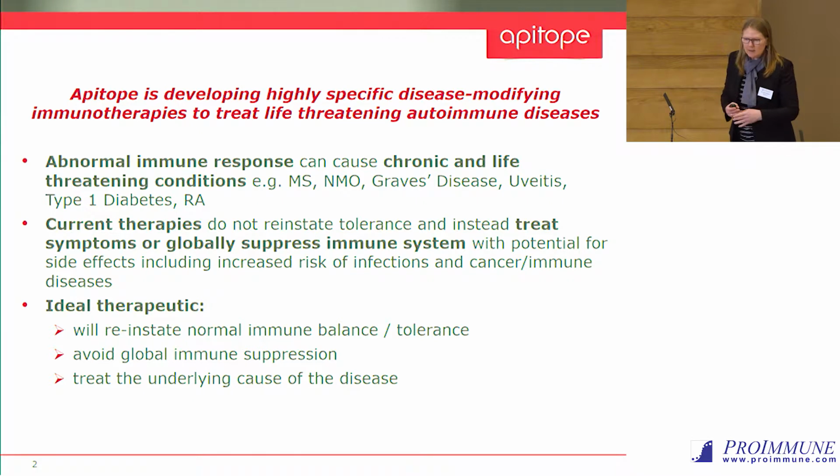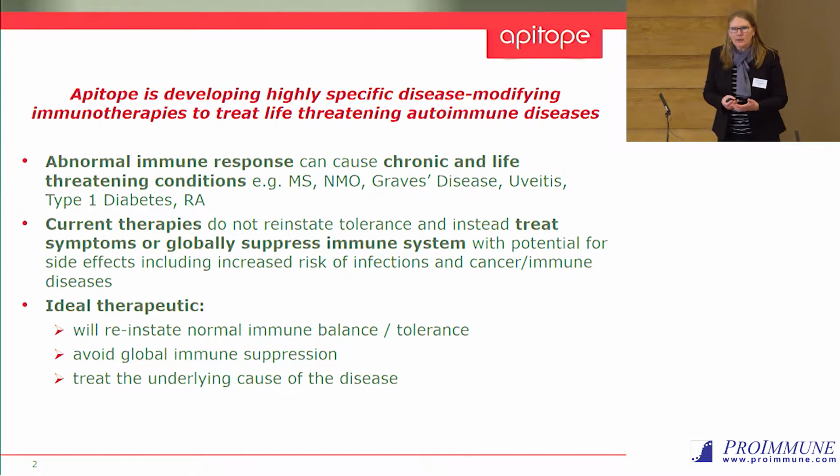Going back to autoimmune diseases as such, there is an autoimmune abnormality where the immune cells are acting and combating their own tissue. And it can be life-threatening conditions like in Graves' disease, uveitis, MS, which I will allude to and report some data from.